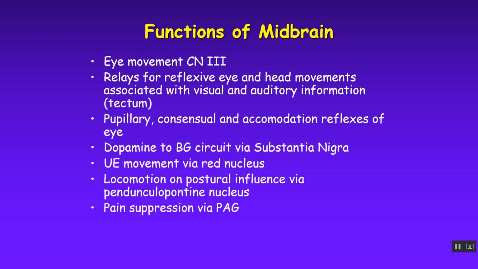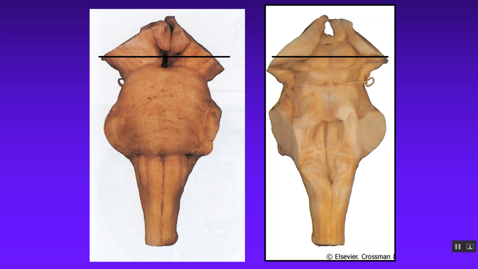Some locomotion and postural influences via the pedunculopontine nucleus starts there. And then some pain suppression via the periaqueductal gray. That's the area right around the cerebral aqueduct in the midbrain. So there's a lot that goes on in the midbrain for how small the region is compared to some of the other things.